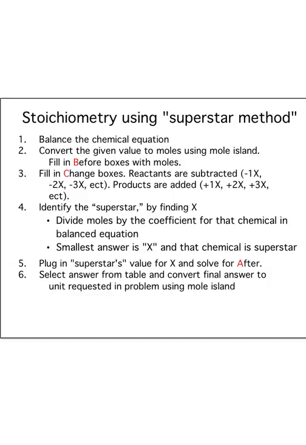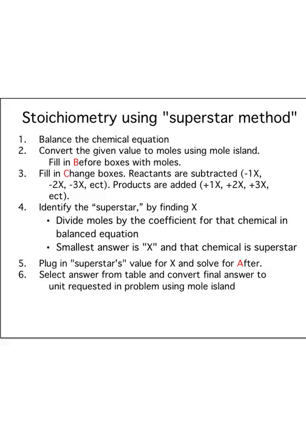So you need to use some mole island to go from grams to moles or liters to moles or whatever they give you. Once you're in moles, we're going to plug in the before boxes. Then we can fill in the change boxes. So remember, reactants are getting used up. So we do minus 1x, minus 2x, minus 3x, depending on the stoichiometry, the balanced equation. And then products are made or produced. So we do plus 1x, plus 2x, plus 3x, or whatever the stoichiometry is.